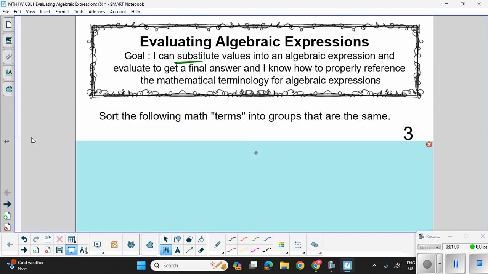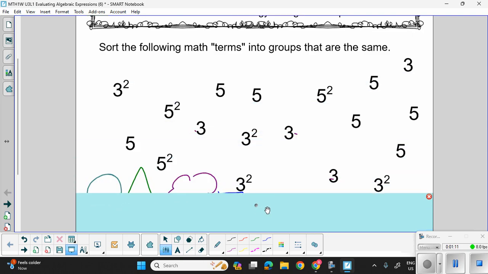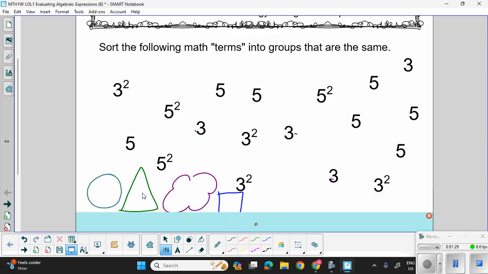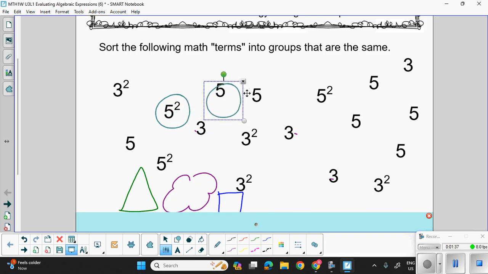Okay, so the first thing is, let's take a look at sorting the following math terms into groups that are the same. So you can see I have some 5s and some 3s, but not all of them are the same. If you notice 5 squared has a base of 5 as well, but it's squared, so it is different than just the number 5. So if I go through and put a circle around all of the 5s, not 5 squareds.